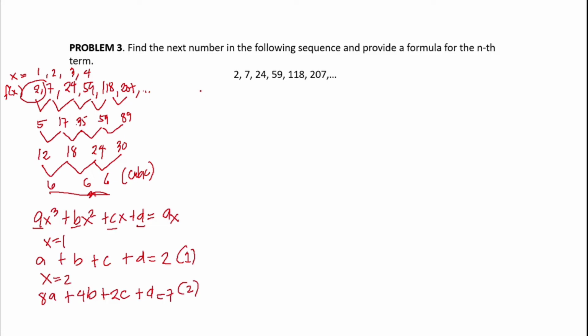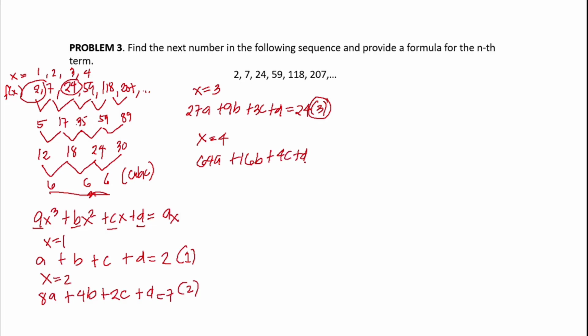So let's proceed with equation number 3. In equation number 3, x is equal to 3. Substitute here 3 cubed, that is 27. So this is 27a plus 3 squared, that is 9, 9b, plus 3c plus d is equal to 24. So we come up with equation number 3. When x is equal to 4, 4 cubed is 64a plus 16b, because 4 squared, plus 4c plus d is equal to 59. So we have here equation number 4.